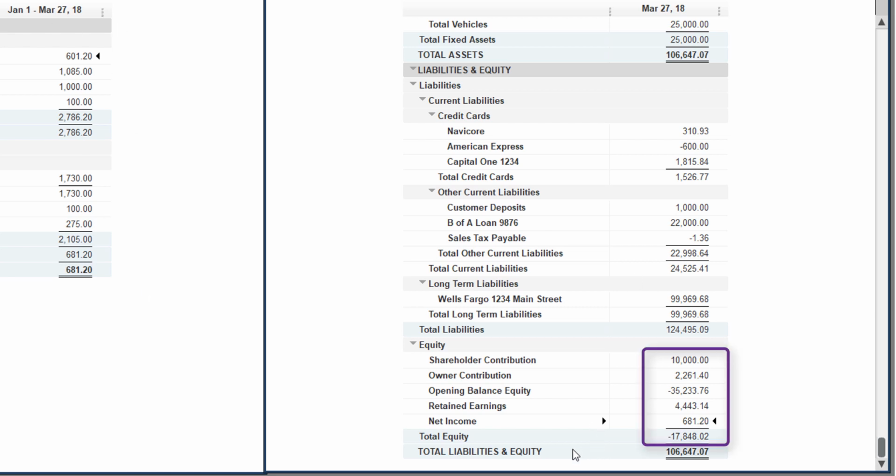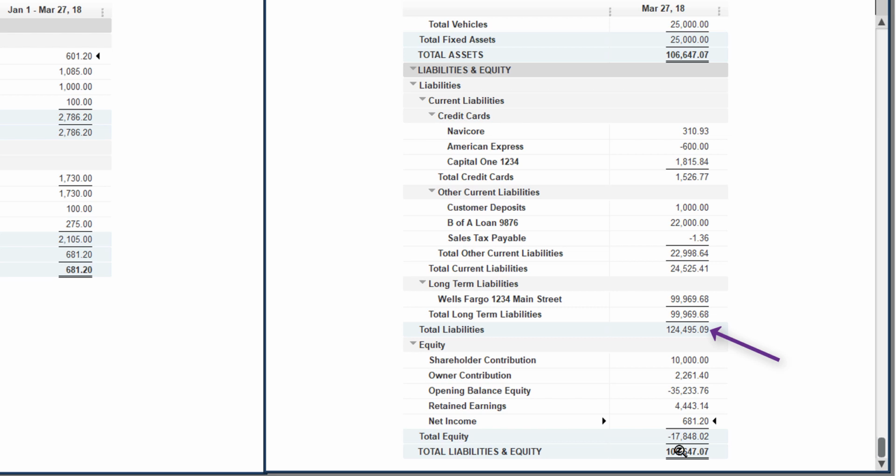And then your total equity at the bottom is going to be all of these added together. And this shows negative, so basically a loss in equity. The reason is because your total assets are $106,647.07, and your total liabilities and equity is also $106,647.07. That's because your assets are only $106,000, but your liabilities are $124,495.09.